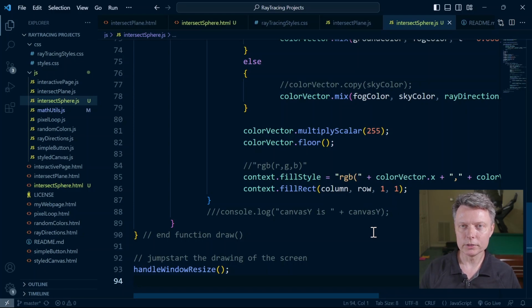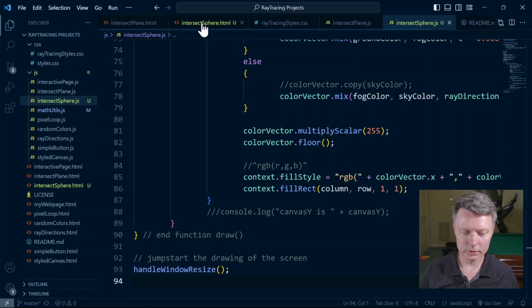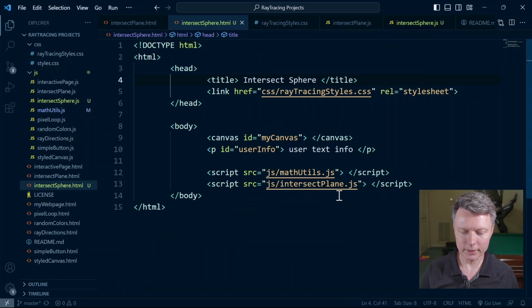And now we should have a working demo for our new intersectSphere demo, although it's not going to do anything different from what we had last time, obviously. But let's go ahead and check that everything's working. Oh, and there's one more thing we need to do. We need to go to intersectSphere.html and update this file path, because right now it's pointing at the wrong file. It's going to intersect plane.